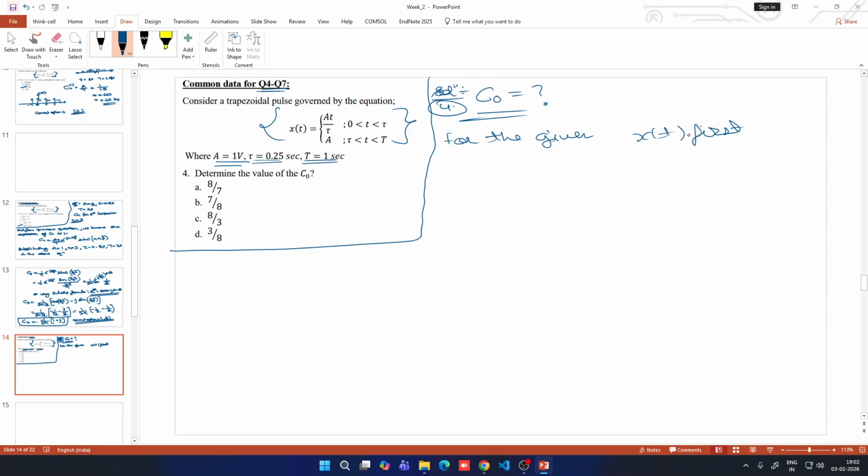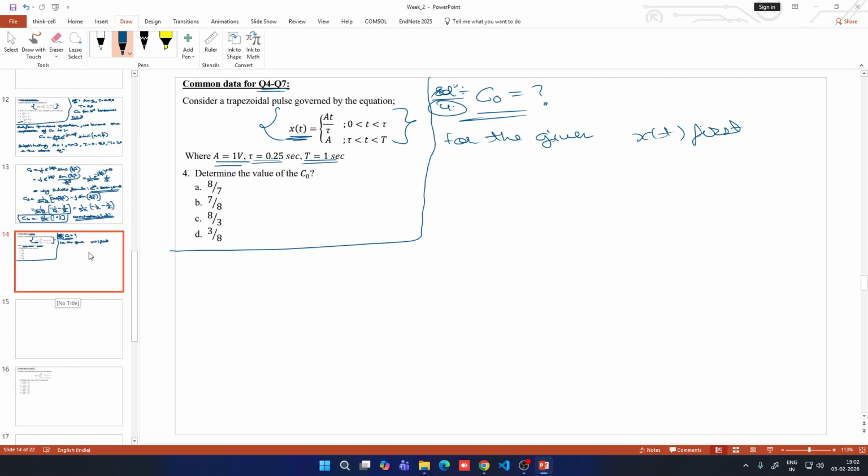So if you just have a pen and pencil with you, try to plot x of t, because that will be important in the next problems. Even though it is not much important in question number 4, it will be required for question number 5 and 6. So now for the given x of t, first let us plot it.